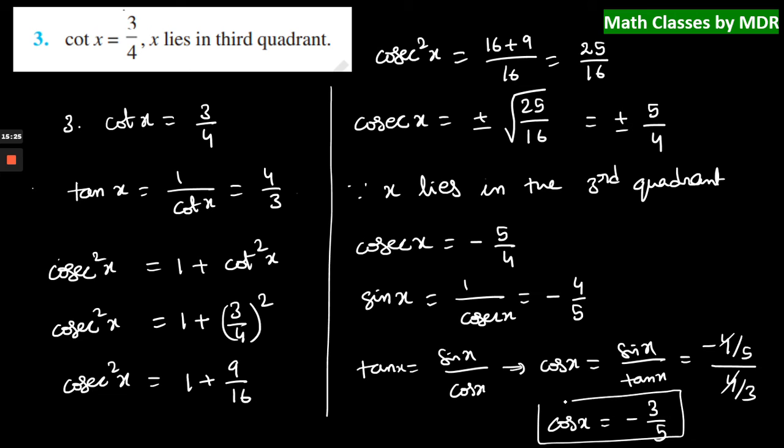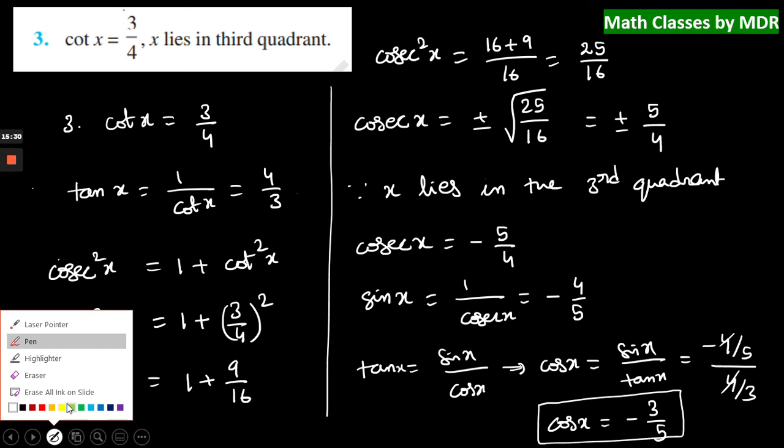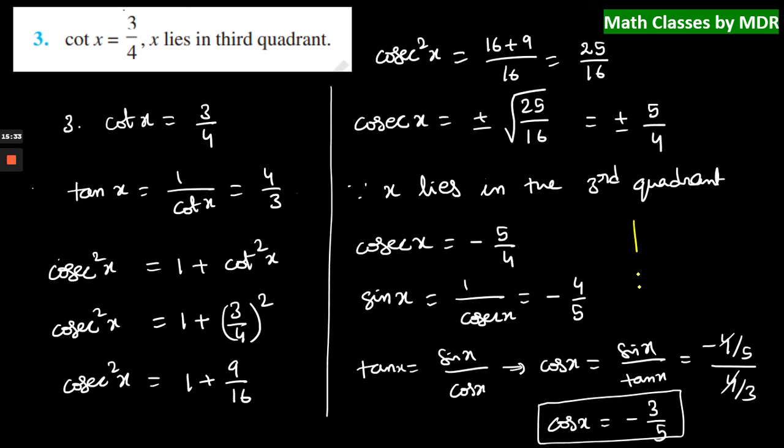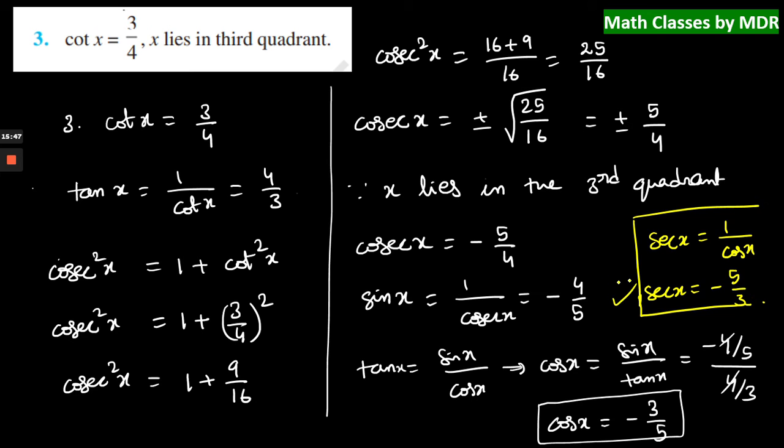Okay. And now if you have the cos x, you'll be able to find out secant x. So I'm writing secant x here. Secant x is 1 by cos x, and secant x is equal to 1 by minus 3 by 5, that is minus 5 by 3. Now we have all the trigonometric functions here. Now let's go to the next problem.